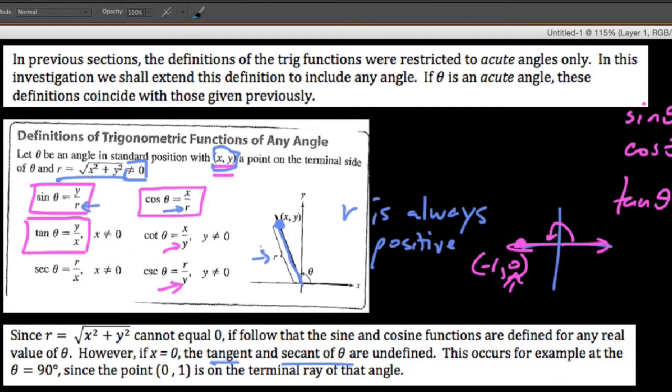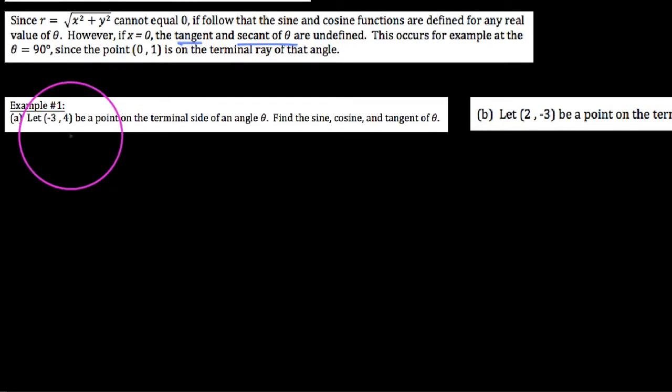Okay, so what would this look like in practice? This is, as a matter of fact, a really easy thing to do. So I'm going to give you some wisdom here. Let's go ahead and take a look at it. It says let -3, 4 be some point on the terminal side of an angle theta. I want to go find the sine, cosine, and tangent of this angle.